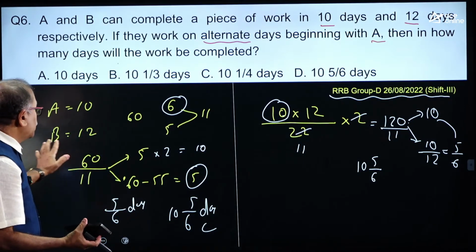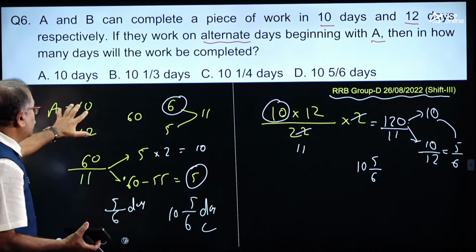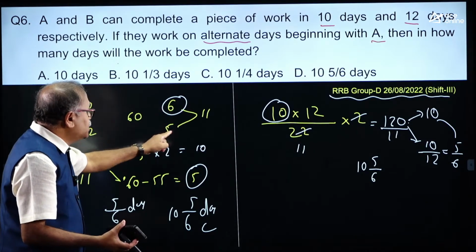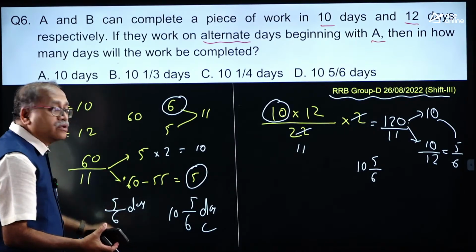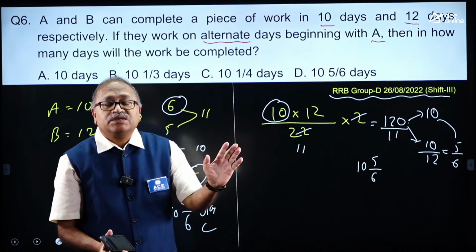But look at the volume of writing. On my left hand side, I have to take the LCM, I have to find out the number of units A completes, B completes, and another calculation is there. Here the questions could be answered with a simple way.